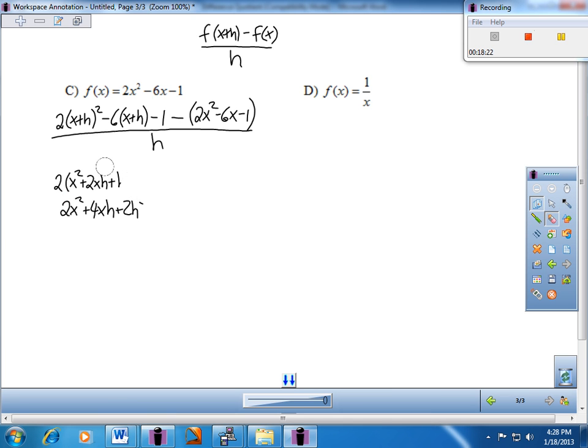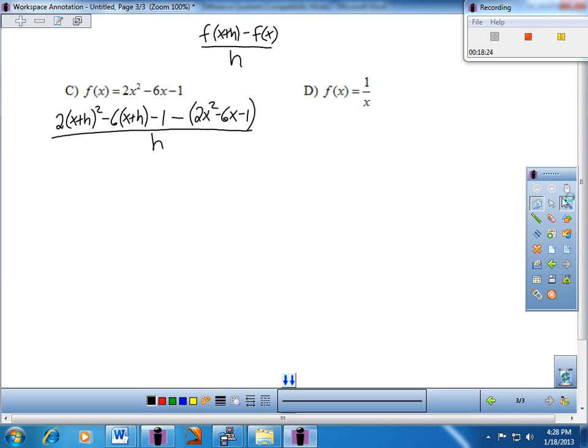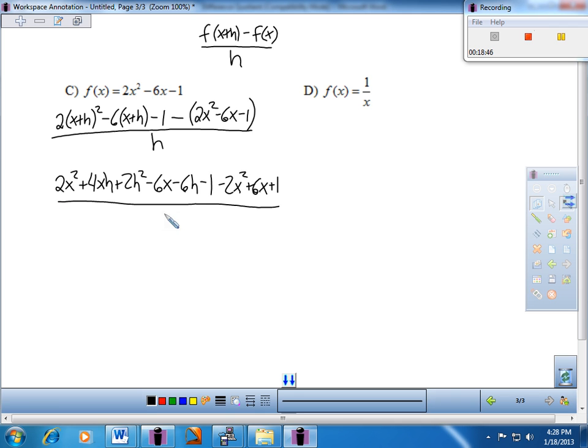Okay, so let me get rid of this, and let's go for it. So that was 2x squared. It was 4xh, 2h squared. Now let's keep going. Minus 6x, minus 6h, minus 1. And then minus 2x squared. How about a plus 6x? And how about a plus 1? And all of that, guys, is over h.